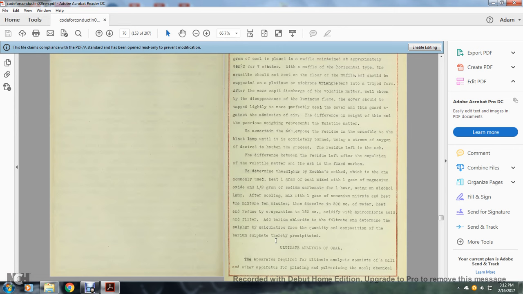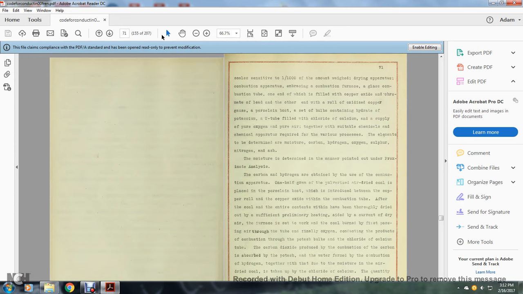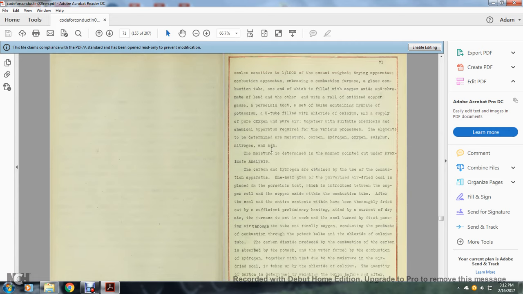Now, the ultimate analysis of coal. The apparatus required for the ultimate analysis consists of a mill and other apparatus for grinding and pulverizing the coal, a chemical scale sensitive to 1/1,000 of a gram, and a drying apparatus. The combustion apparatus includes a combustion furnace and a glass combustion tube filled with copper oxide and chromate of lead, a roll of copper oxide, copper gauze, a porcelain boat, a bulb containing potash, and a U-tube filled with calcium chloride, supplied with pure oxygen or air, together with suitable chemical apparatus required for the various processes of determining the elements: moisture, carbon, hydrogen, oxygen, sulfur, nitrogen, and ash.